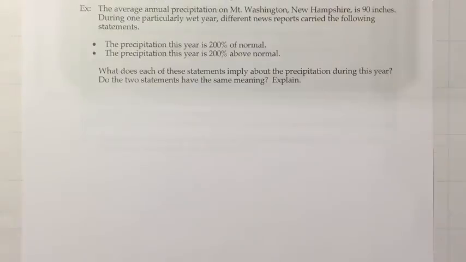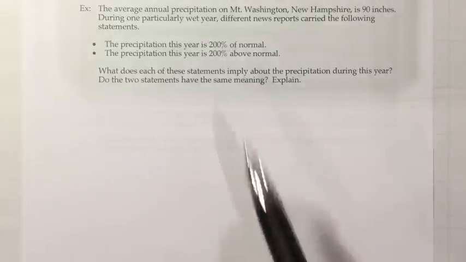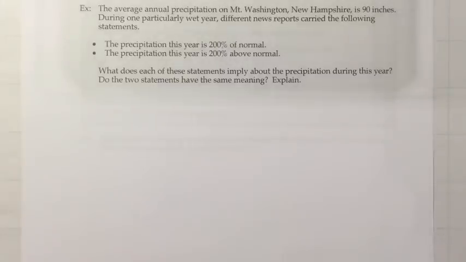Let's go ahead and take a look at another problem that points out how percentages can be misinterpreted sometimes because people are a little bit careless about talking about percentage of versus percentage above or more than. So the average annual precipitation on Mount Washington, New Hampshire is 90 inches. During one particularly wet year, different news reports carried the following statements. One report said the precipitation this year is 200% of normal, and the other one says the precipitation this year is 200% above normal. So you had maybe two different reporters talking about it two different ways, but are they saying the same thing or are they saying different things?